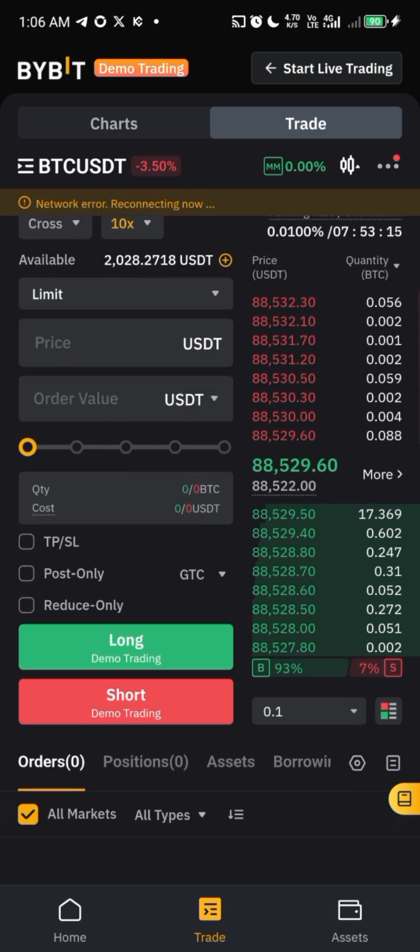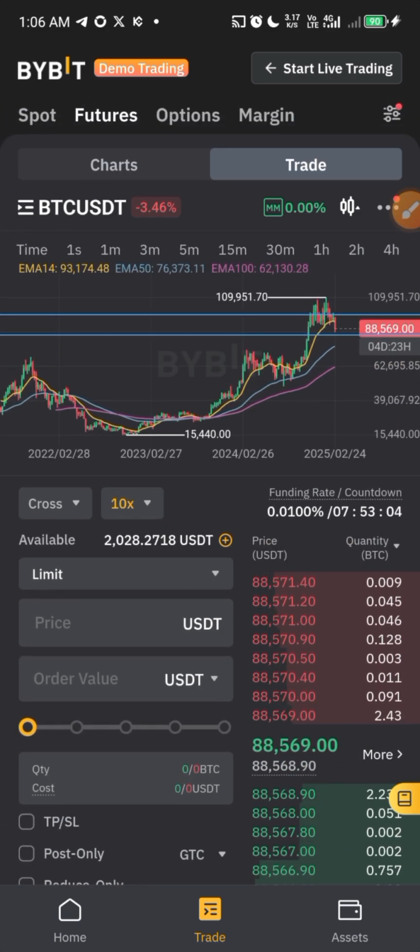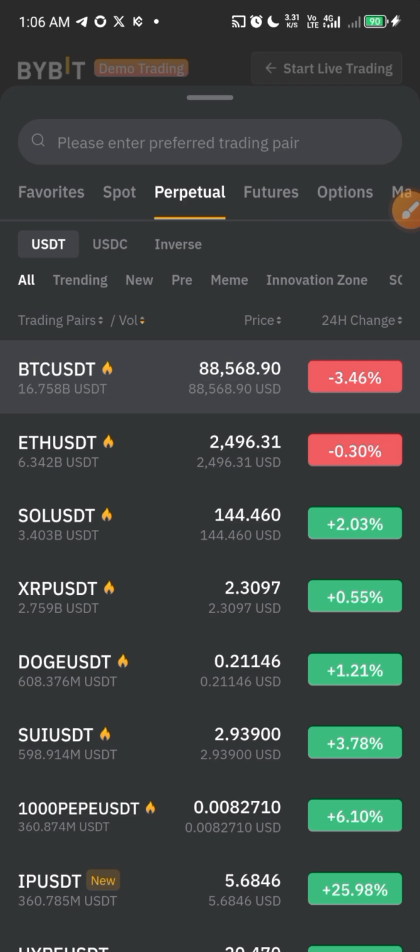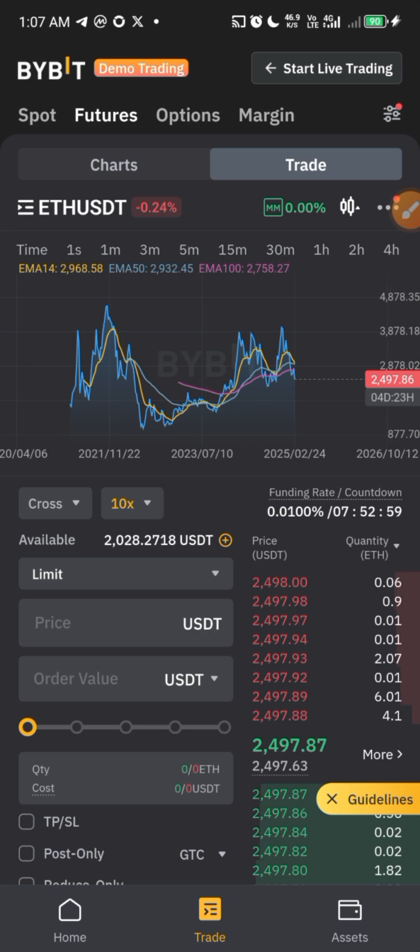Already, you know the leverage you will be using. So with your leverage, when you calculate your stop loss and calculate your TP, you should know how much you will be earning. So let's look at BTC. Okay, let me look at another coin. Let's look at Ethereum. Okay, so this is Ethereum.